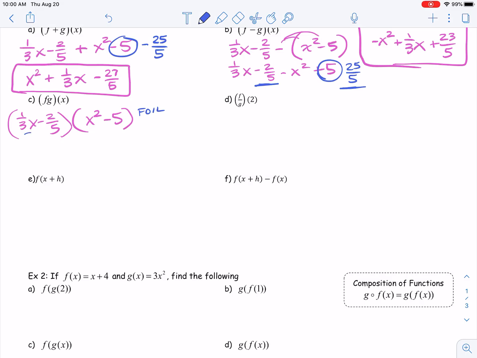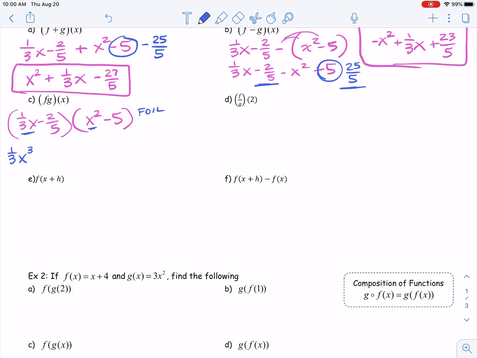So my first times my first. What is a 1/3 x times an x squared? Well, that's going to give me a 1/3 x cubed. Remember, when you multiply things with exponents, you are adding those exponents. So the 1/3 x technically has an exponent of 1. When I multiply it by x squared, I'm adding those exponents together. That's why I get the x cubed.